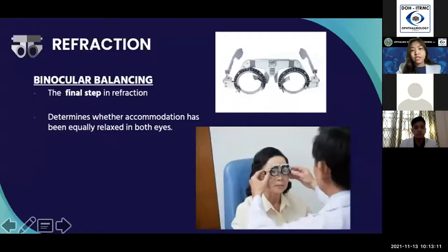So the next step is binocular balancing. This is the final step in refraction. This determines whether accommodation has been equally relaxed in both eyes. So after refraction, pinapatry na namin yung nakuha naming refraction sa patient using trial lenses.